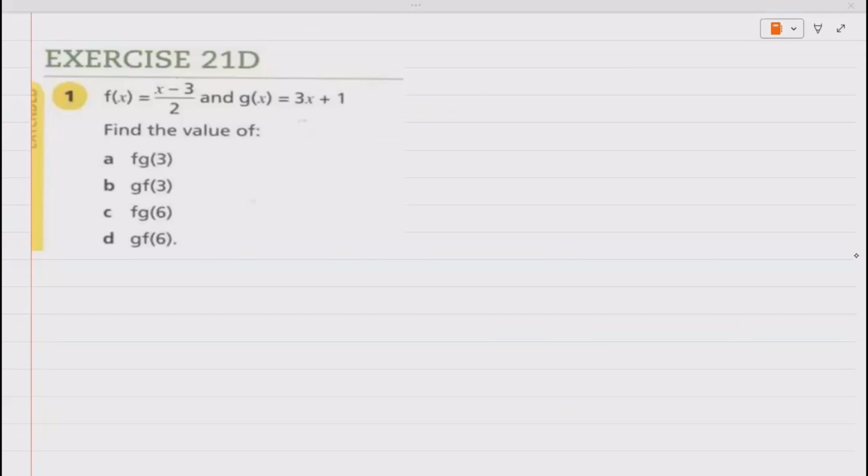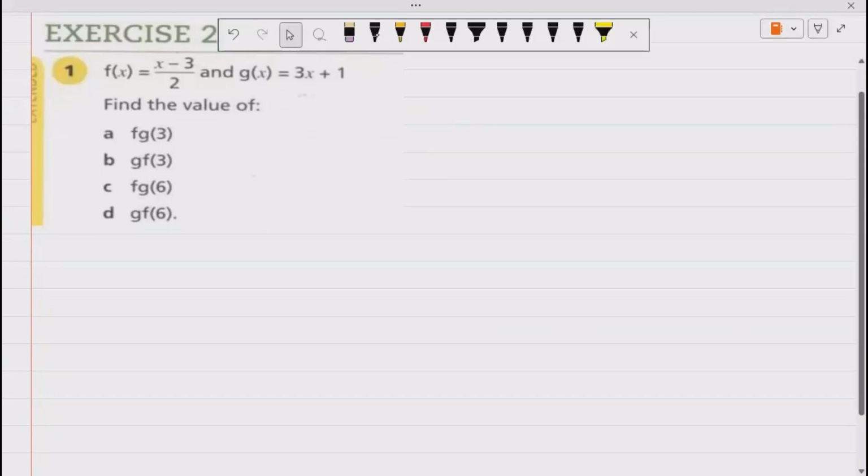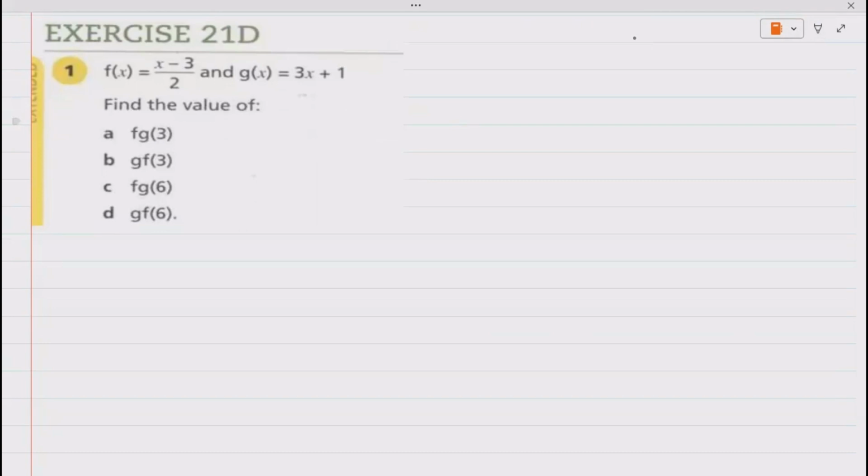Okay, now let's start exercise 21D. Here we are given the question that f of x is (x minus 3) over 2, g of x is 3x plus 1, and we have to find the values of parts A, B, C, D. You can see this question is from the first type. Why first type? Because here we don't need to find a general expression, but to find the value of the composition at particular values 3, 6, 5. So let's do part A.